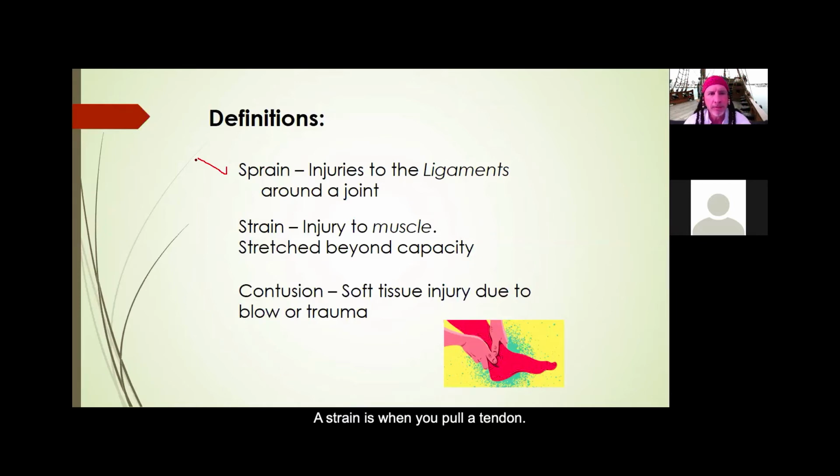A strain is when you pull a tendon. That's an injury to the muscle. We'll talk more about these as we go along here. A contusion is a blow. It's when something gets hit, contusion. Usually results in inflammation, redness, swelling, hematoma, or what we used to call in the ER a hematomato.